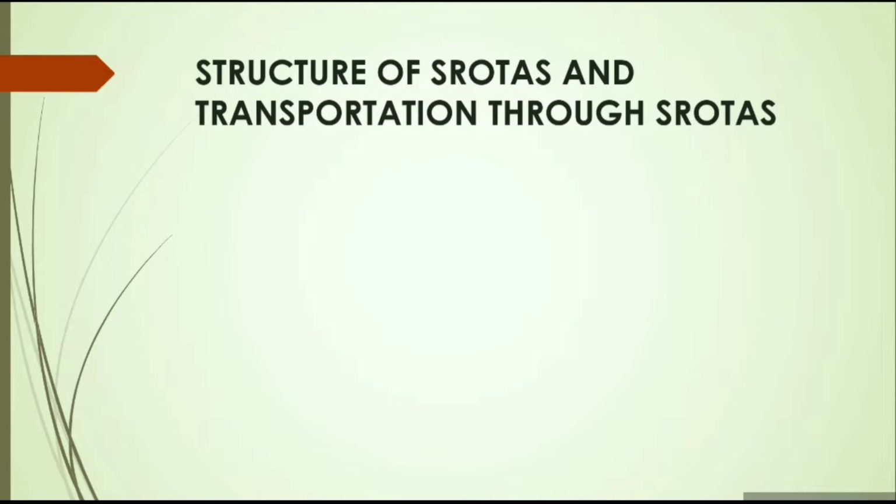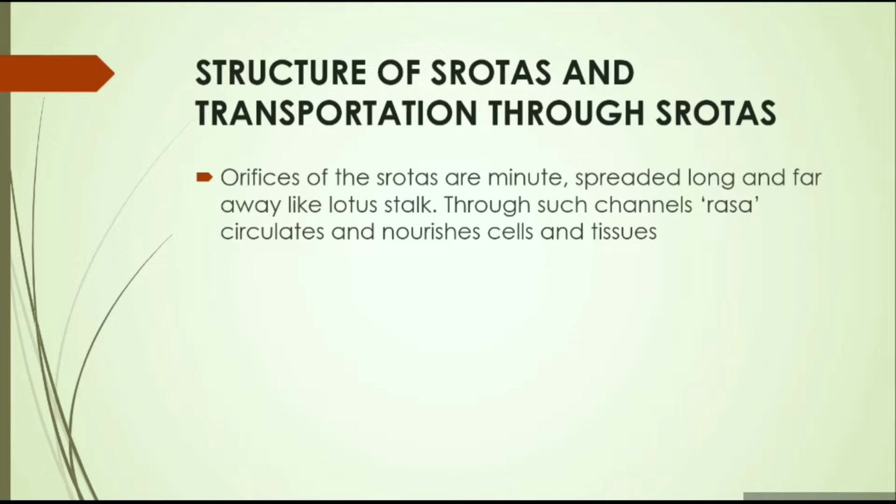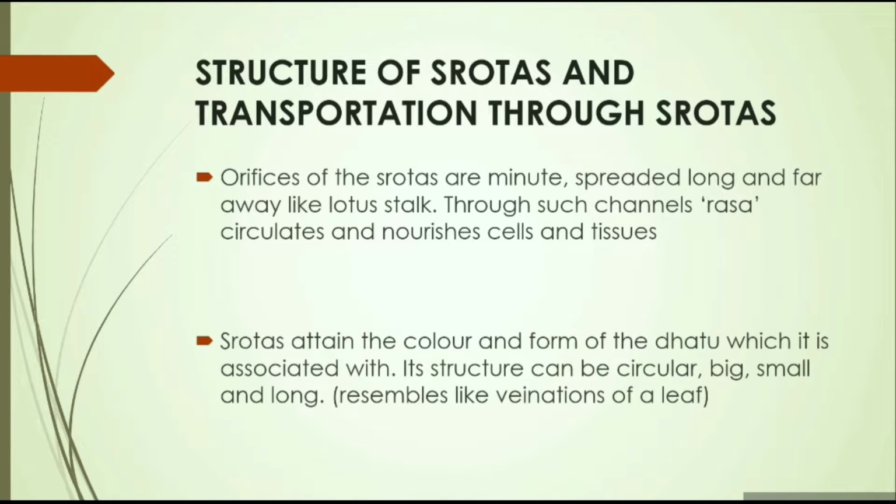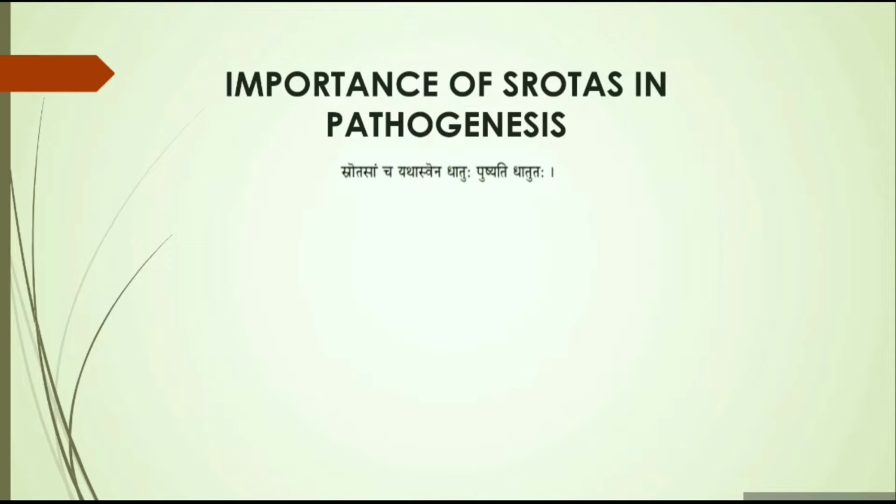Let's talk about the structure of Shrotas and transportation through Shrotas. Orifices of Shrotas are minute, but they are spread long and far away like a lotus stalk. Through such channels, rasa circulates and nourishes cells and tissues. Shrotas attain the color and form of the dhatus with which they are associated. Importance of Shrotas in pathogenesis.